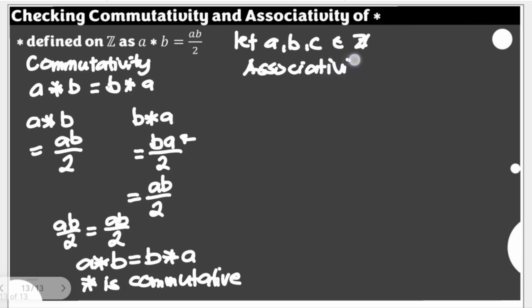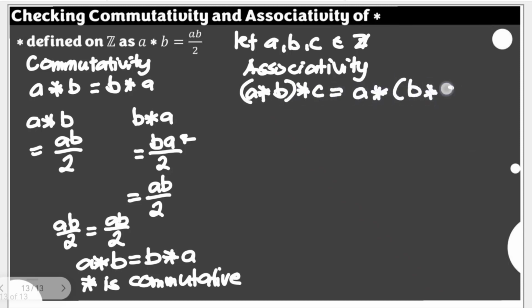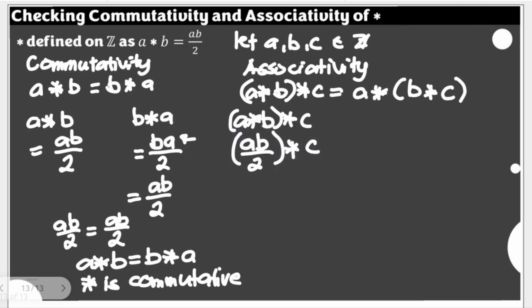associativity. For associativity, we need the 3 elements as already emphasized earlier. We need to show that the grouping of A star B before star C is just the same as A star the grouping of B star C. If we could establish that the equation will hold using the same definition for our star operation, then the star is associative. Let's start with the first grouping, A star B star C. A star B will be AB over 2. But this is still to be subjected to another star operation, star C.